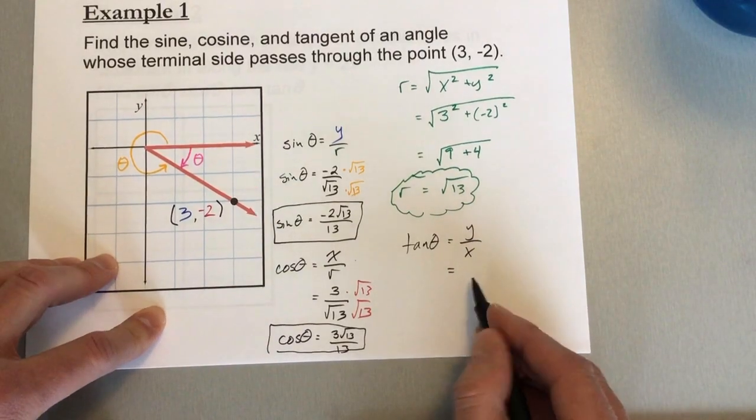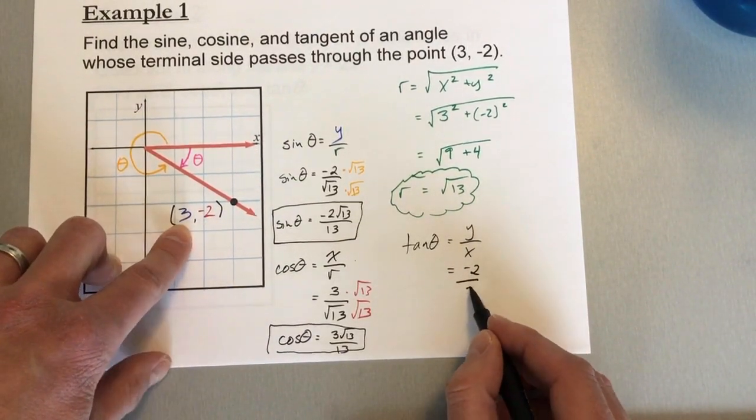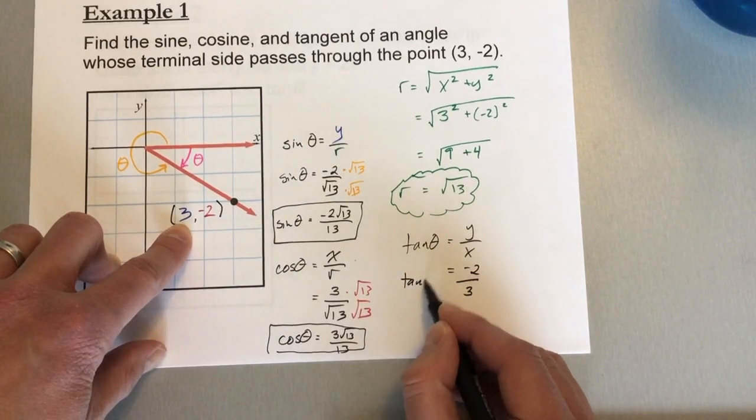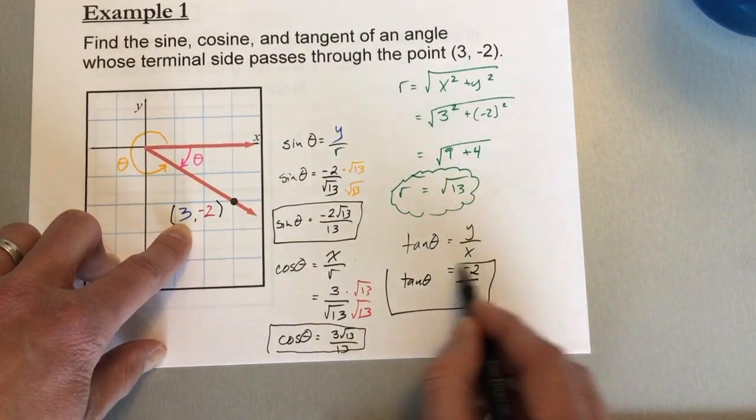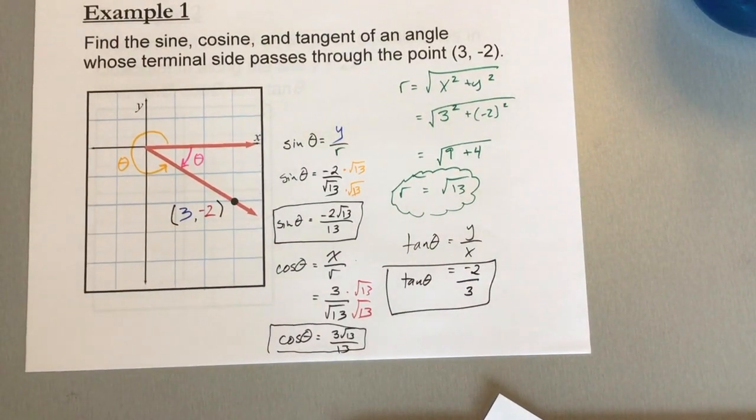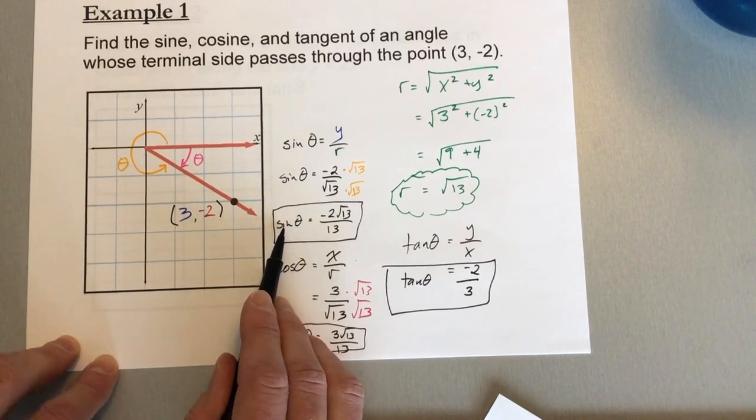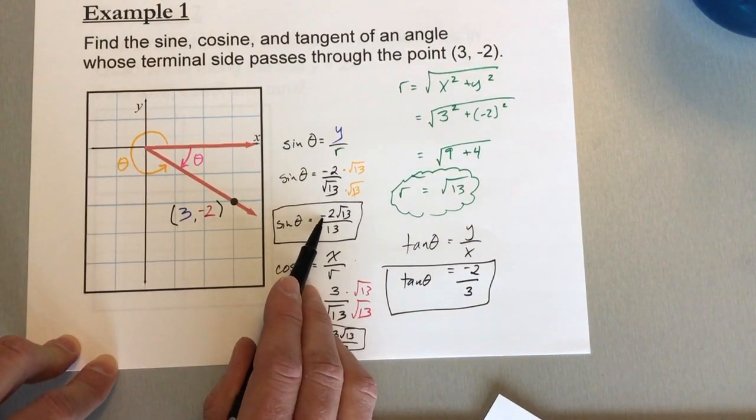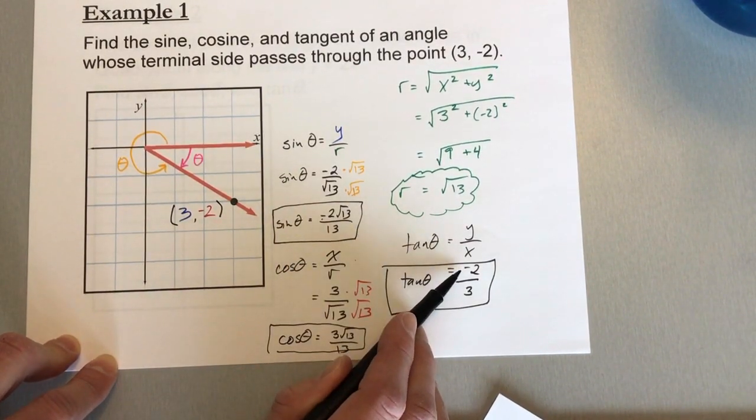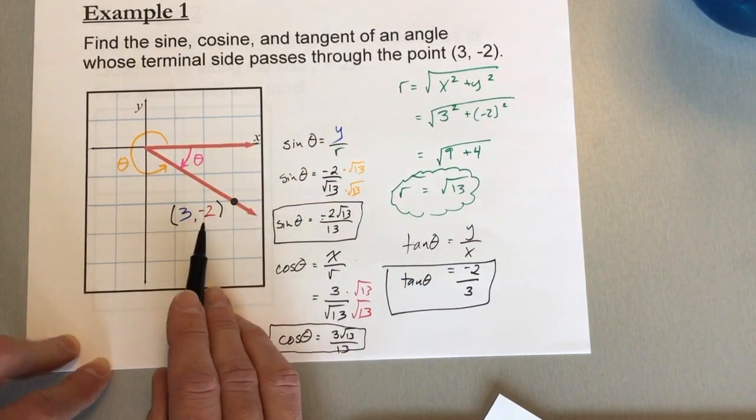The y-coordinate that the angle passes through is -2. The x-coordinate is +3. Therefore, the tangent of this angle theta is -2/3. So unique here is that our trigonometric ratios can now sometimes be negative values, depending upon the coordinates that this angle passes through.